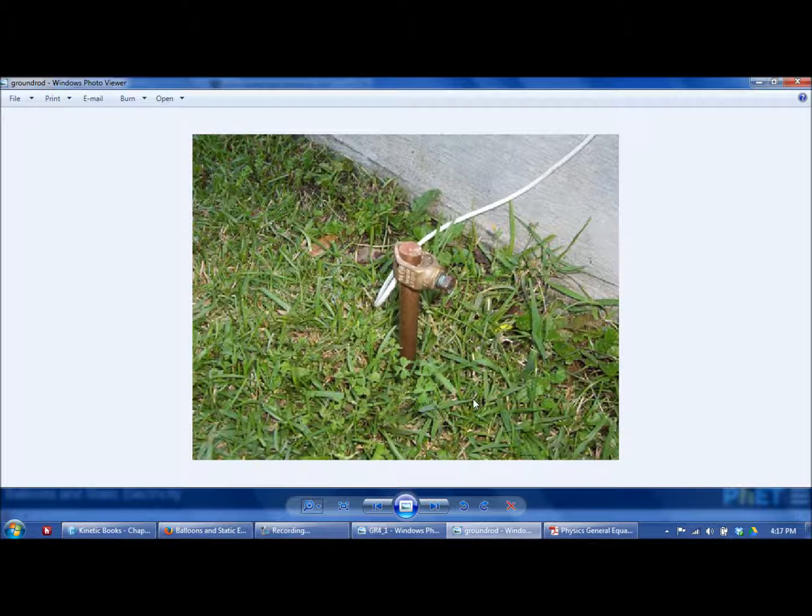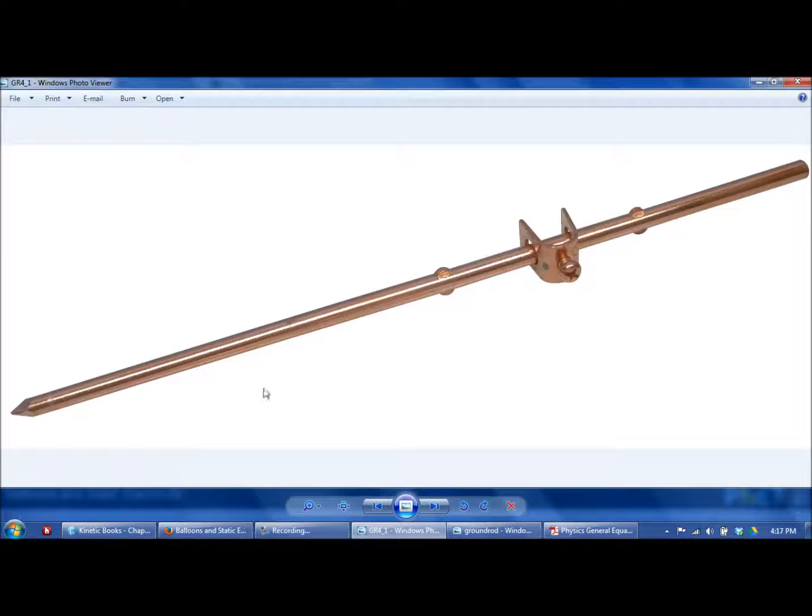And that's because the charges want to get away from each other, and the earth is the largest possible surface for them to get away from each other. If you go to get one of these grounding spikes, they're actually very long, and they're usually made of copper or some other very low reactive but highly conductive material.